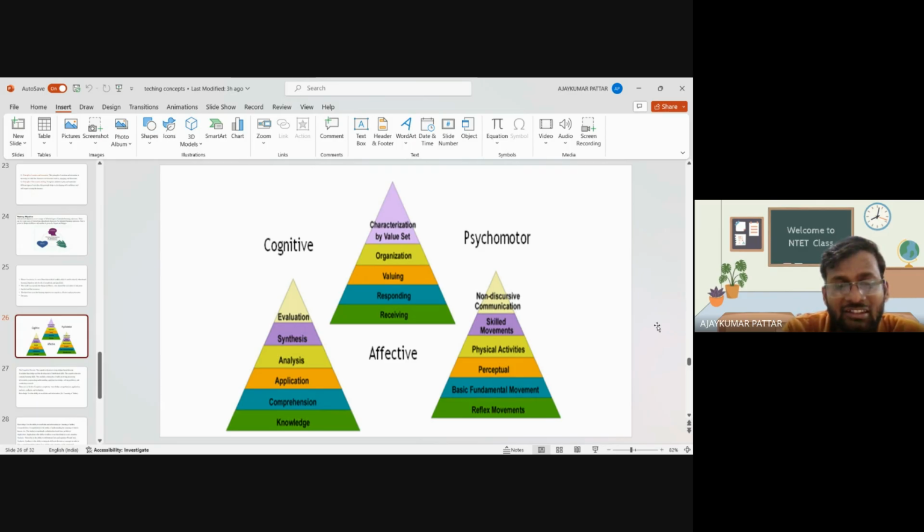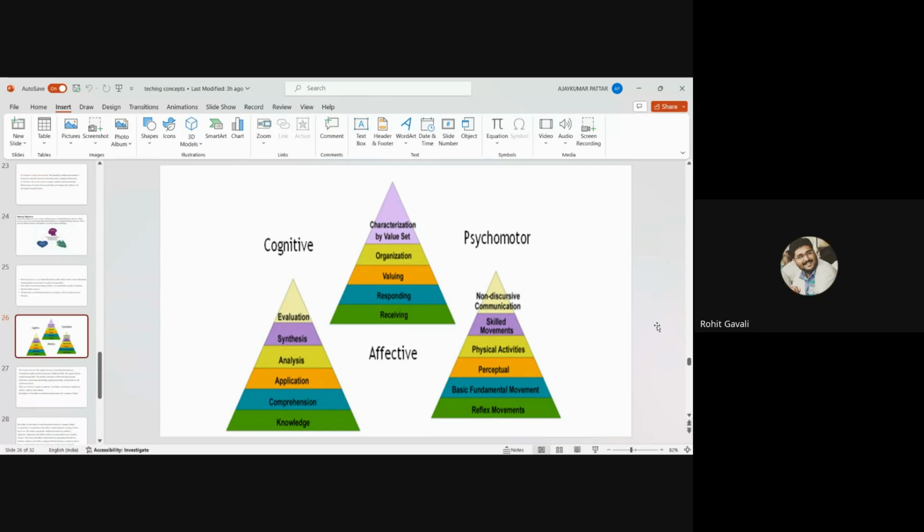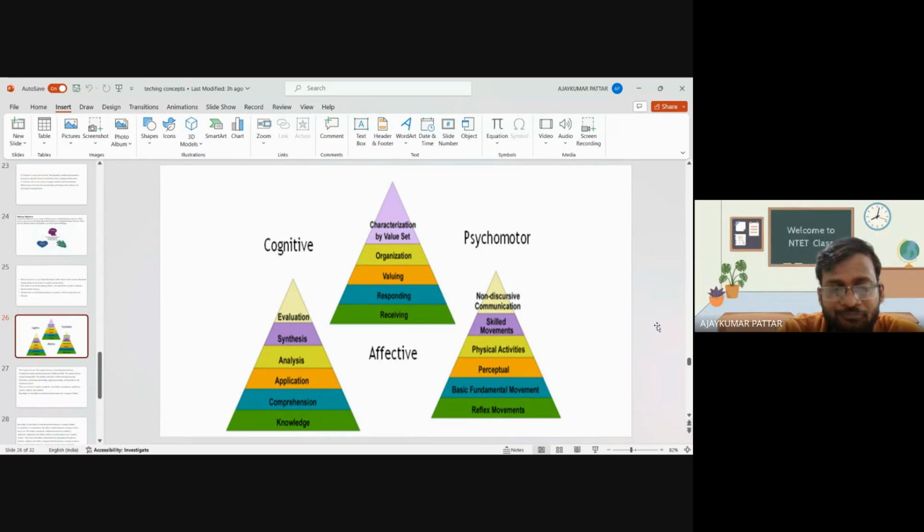Are you able to see this pyramid? Cognitive का नीचे एक pyramid है ना, आप लोग देख रहे हैं cognitive? Yes, sir. In the base there is knowledge, after that comprehension, after that application, after that analysis, after that synthesis, after that evaluation. From bottom to up, the level will increase. That is the concept in this pyramid.